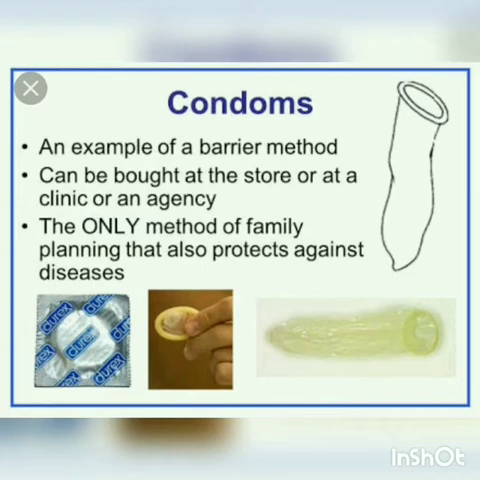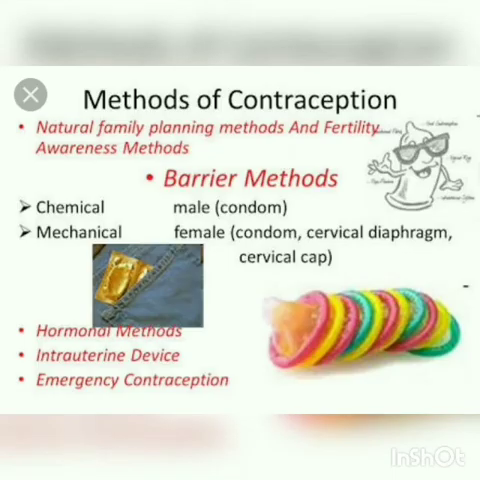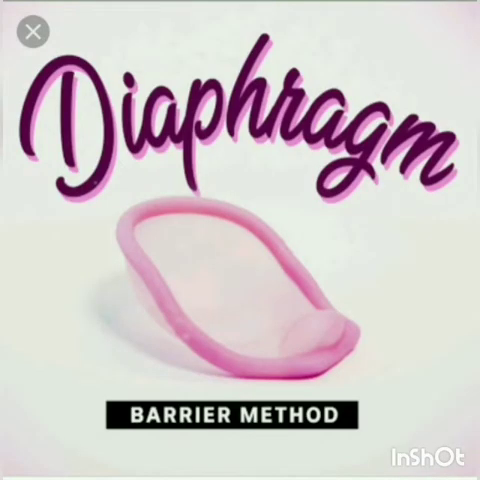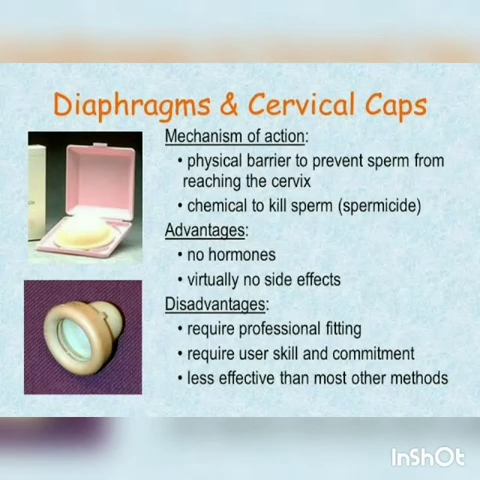Then cervical caps and diaphragm, let's see those. So the female reproductive tract is covered before the coitus in order to prevent the sperm entering into the uterus. So this is the mechanical barrier. Chemical barrier means chemical agents are used. Mechanical barrier means condoms, diaphragms and cervical caps.